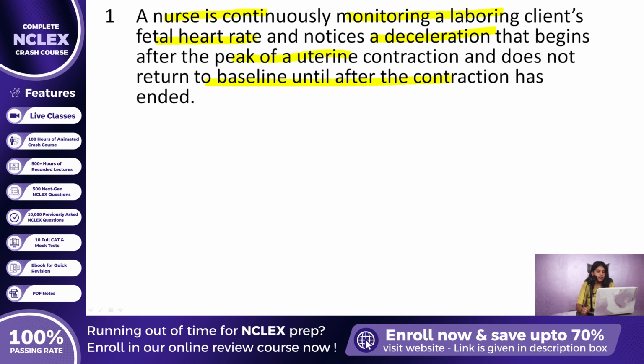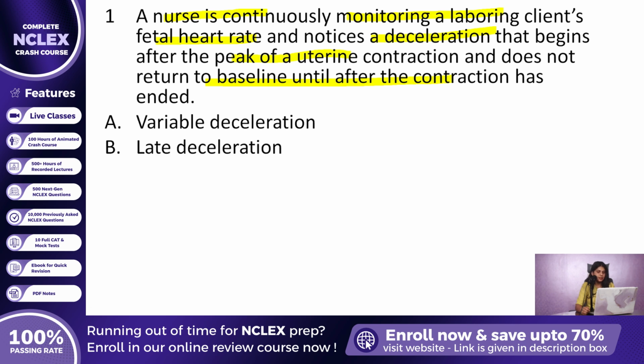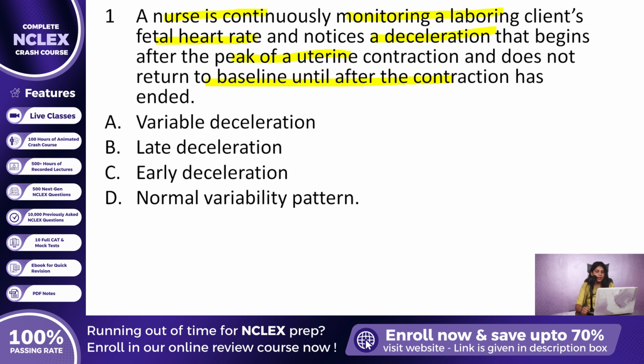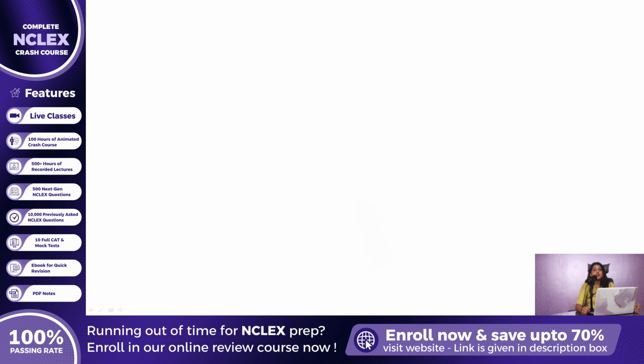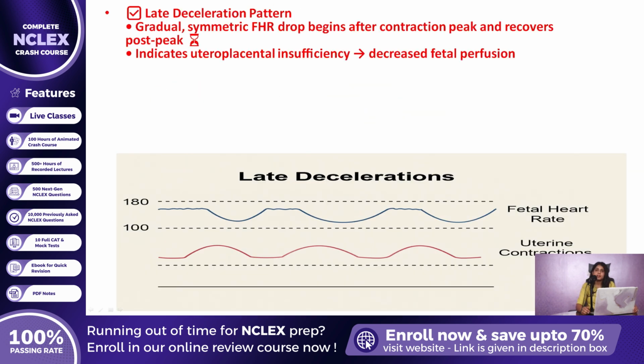Here are the options. A. Variable deceleration. B. Late deceleration. C. Early deceleration. D. Normal variability pattern. The correct answer is B. Late deceleration. This pattern is most consistent with uteroplacental insufficiency because late decelerations are characterized by a gradual, symmetric fall in fetal heart rate that begins after the contraction reaches its peak and recovers only once the contraction has ended.